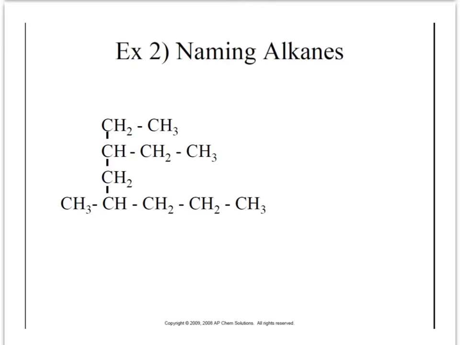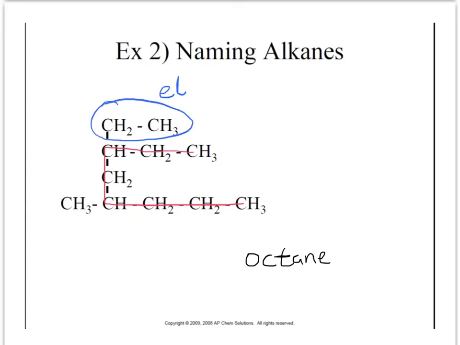Alright, for our longest chain here, we're going to go like this, and that's going to be 8 carbons. That makes the backbone of this an octane. And then for our secondary groups, we've got a 2-carbon chain right there. That would be an ethyl. And we've got a single carbon one there. That would be a methyl.